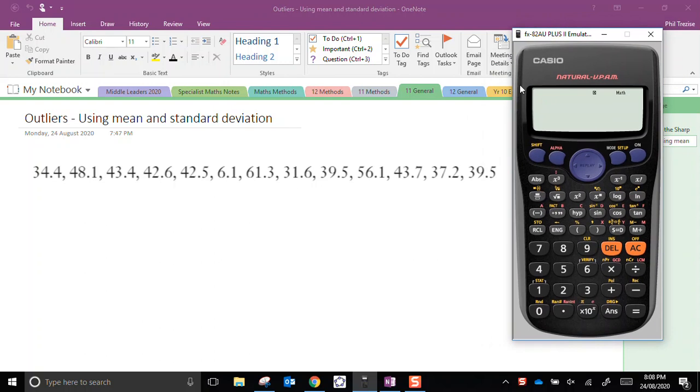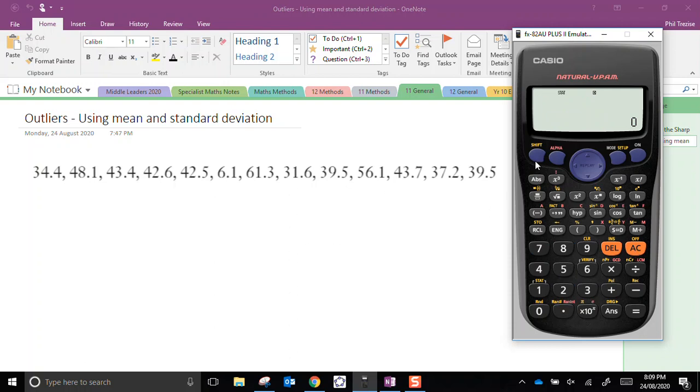So the first job is to enter stats mode on the calculator. This is just a single variable, so option number one. And I'll be typing the data in here. Feel free to skip ahead. So there's our data entered. Remember, when we press all clear here, it just clears the screen. The data still exists in memory.